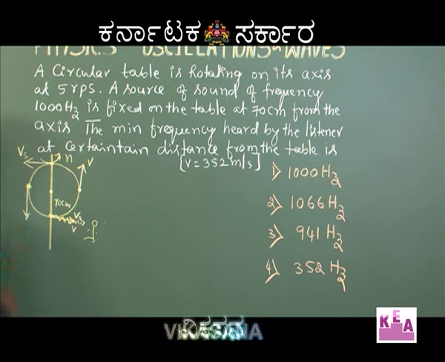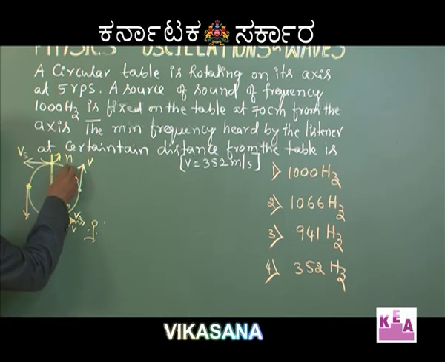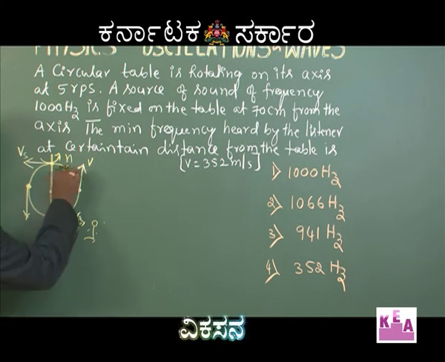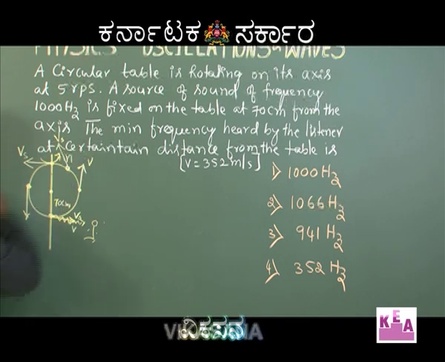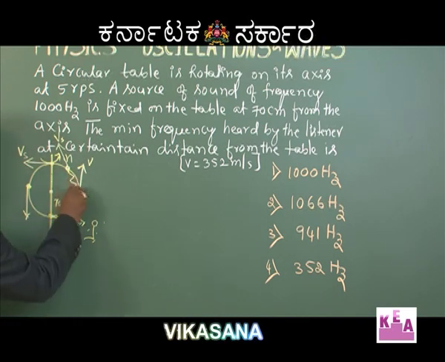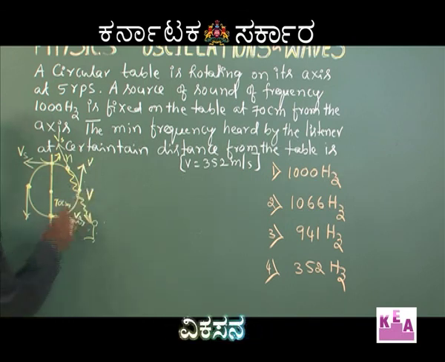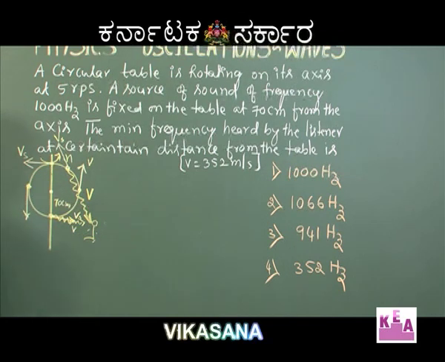So under what condition does the person observe minimum frequency? That is, when the direction of velocity of sound and direction of velocity of the source are in opposite directions. So imagine when the source is here. This is the direction of velocity of the source, denoted by Vs, and this is the direction of the velocity of sound. When these two are opposite, the frequency heard by the listener is minimum. So at this position, what will be the velocity of the source?